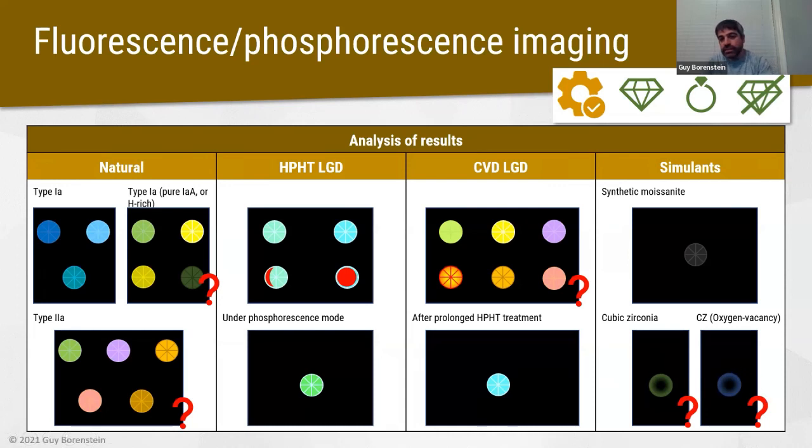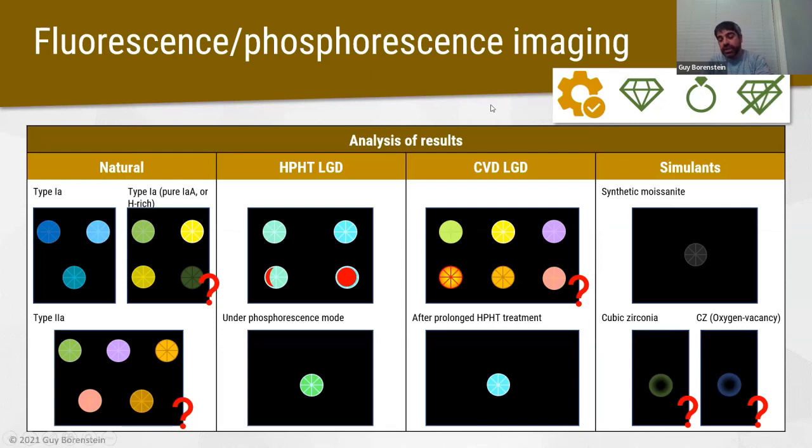This machine is semi-automatic. It can identify automatically for us the HPHTs. All the rest we need to interpret by ourselves. It's working on loose stones, on mounted stones, and on simulants.